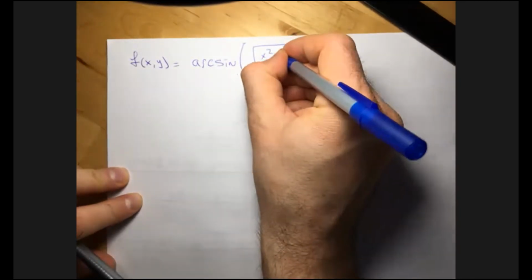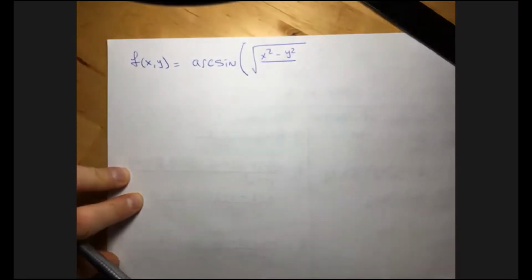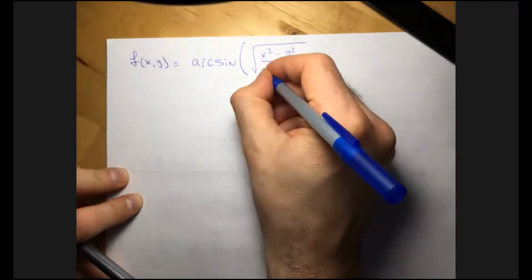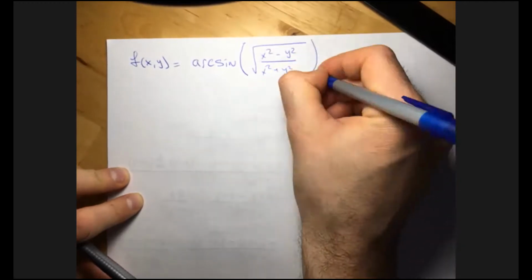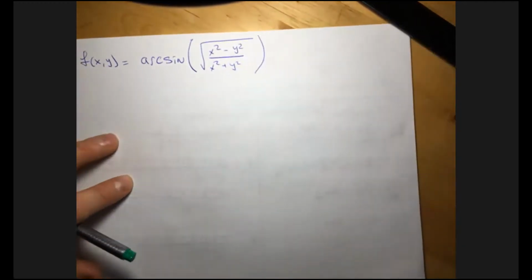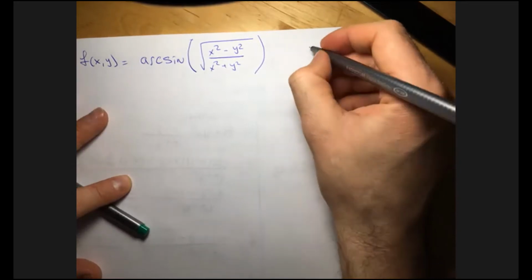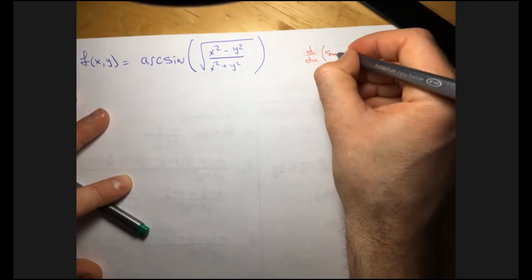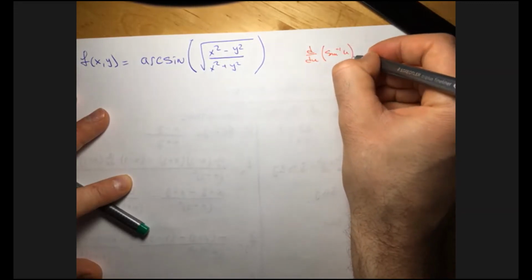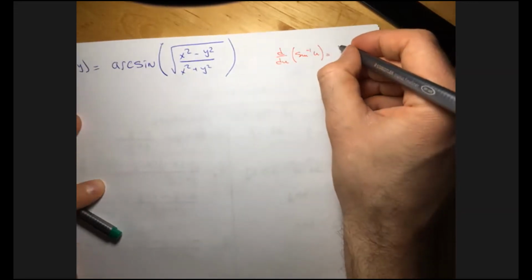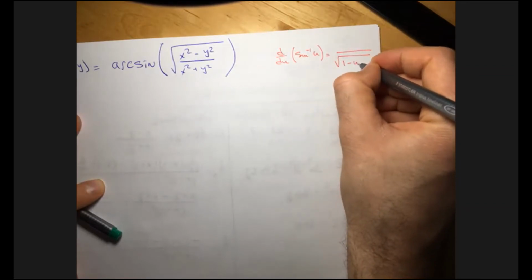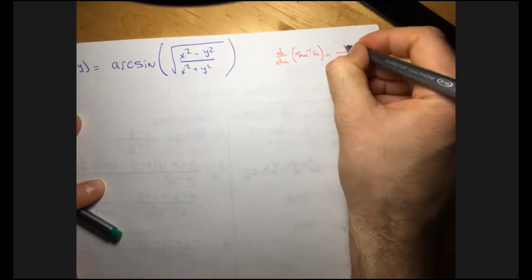So you have x squared minus y squared over x squared plus y squared. Okay. So I'm going to remind you that the derivative of arc sine of u is equal to 1 over the square root of 1 minus u squared, times u prime.